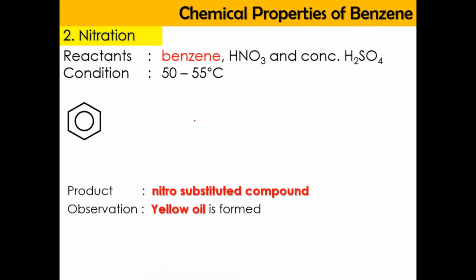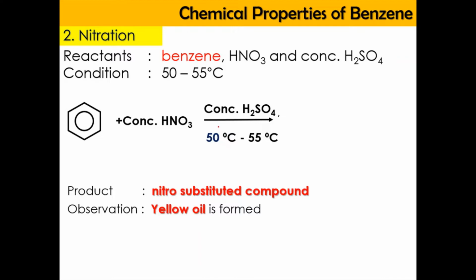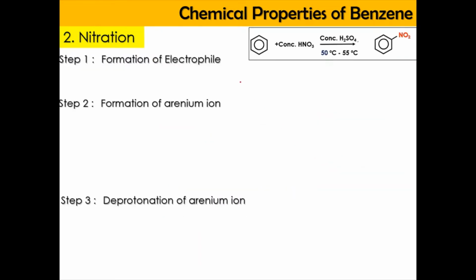So for nitration, the reactant that we need is benzene, and we need the concentrated nitric acid as well as the concentrated H2SO4 as the acidic catalyst at 50 degrees to 55 degrees Celsius in order to form nitrobenzene. Okay, hydrogen here is going to be replaced with NO2. And for the observation for the product, you can see that it's going to be a nitro substituted compound, which is nitrobenzene, and the observation that you will get is yellow oil. So yellow oil compound refers to the nitrobenzene.